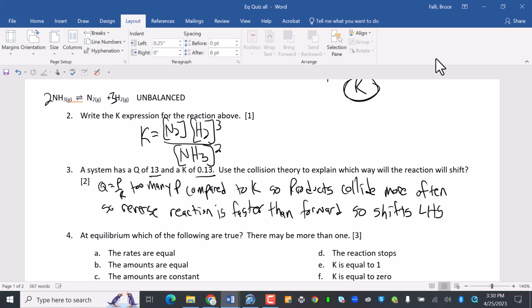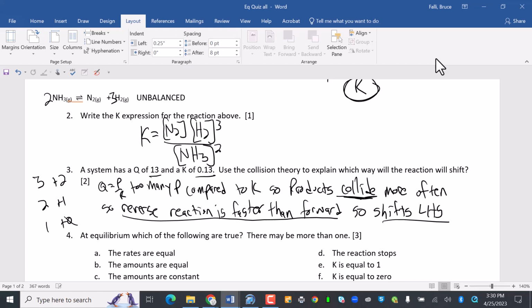Left hand side. What do you need to get the point? You need to have the word collide. You need to have reverse reaction is faster than forward, and you need to have the shift part. All of those are required for 2 points. So if you have 3 things, you get +2. If you have 2 of those, you get +1. If you have 1 thing, you get +0.